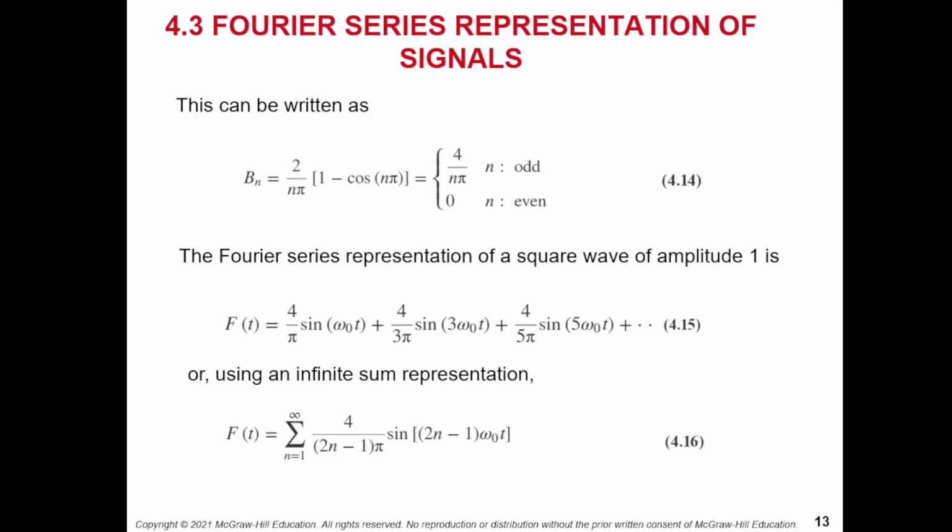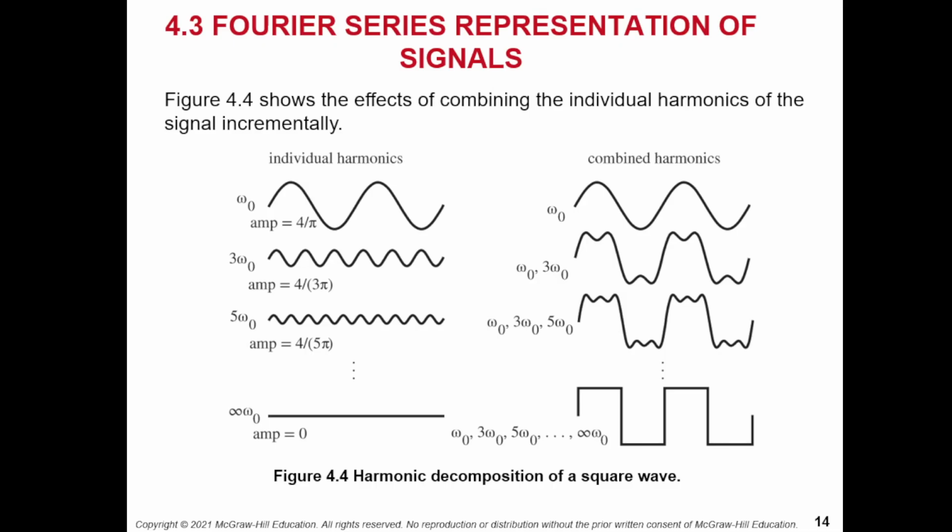So that means the f(t) becomes the odd number terms. That means omega 0 t, 3 omega 0 t, 5 omega 0 t. Only the odd numbers are left. So you can write a general term like this. Those are the same.